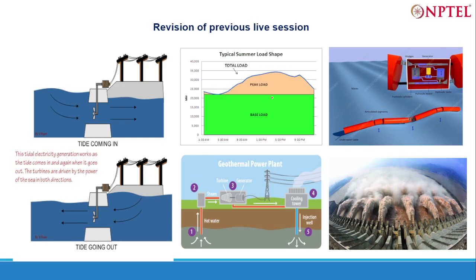So this x-axis actually shows the time, various times of the day, 1 a.m., 5 a.m., 9 a.m., 1 p.m., and the y-axis actually shows the megawatt, that is energy capacity. So that much energy is required at this time of the day. And this is a typical summer load profile. So you know what happens in summer. In the summer we see that in the afternoon there is so much heat.